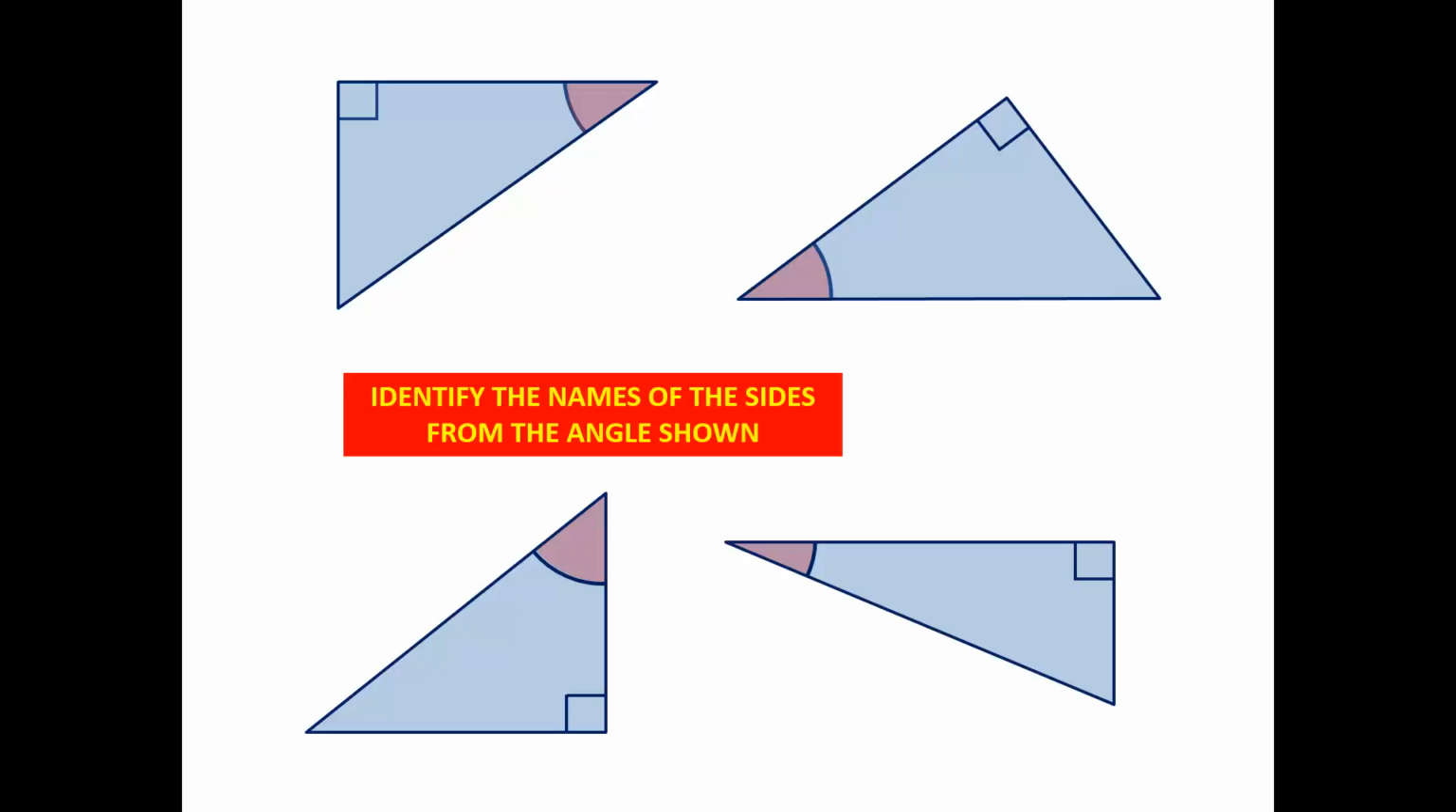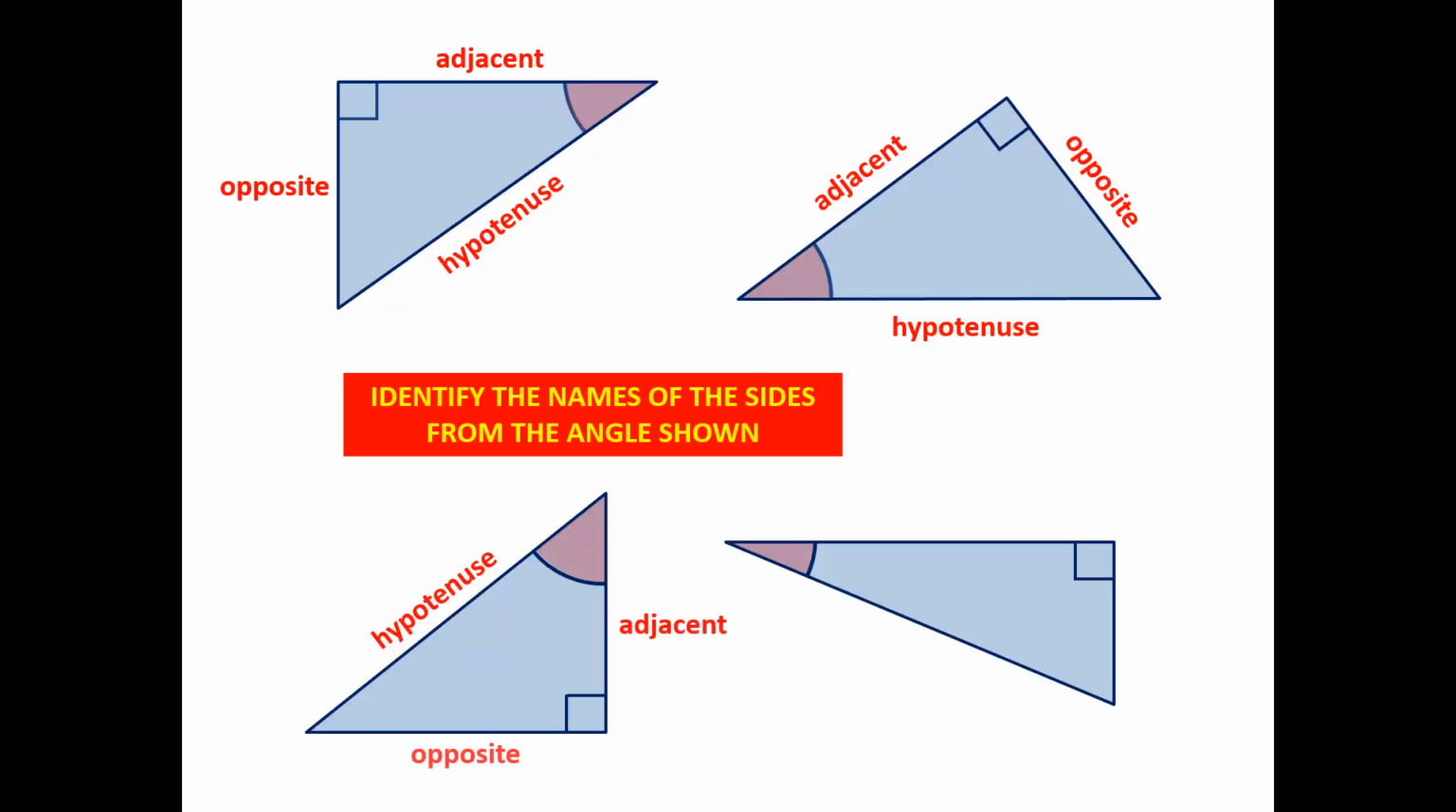Okay then, let's have a look at the first triangle. Well, there they are. We've got the hypotenuse opposite the right angle, the adjacent is next to the angle that's been coloured in, and then the opposite is opposite the angle. Let's have a look at the top right one. There's the hypotenuse, there's the adjacent, there's the opposite. Bottom left, there they are, and the bottom right.